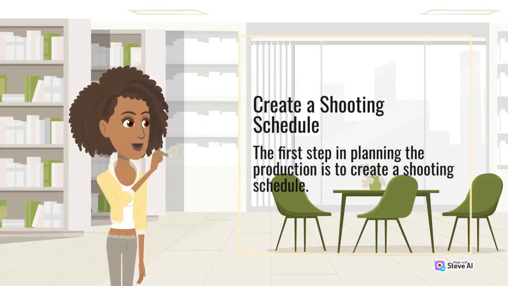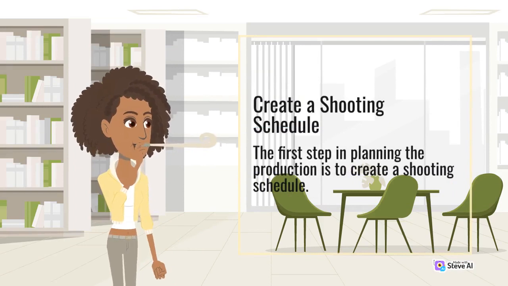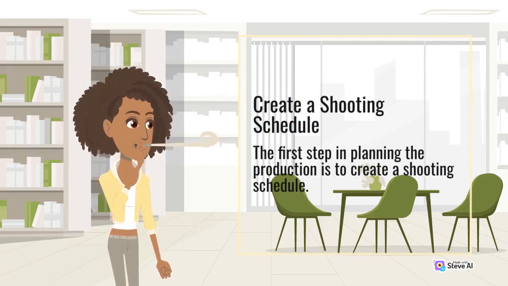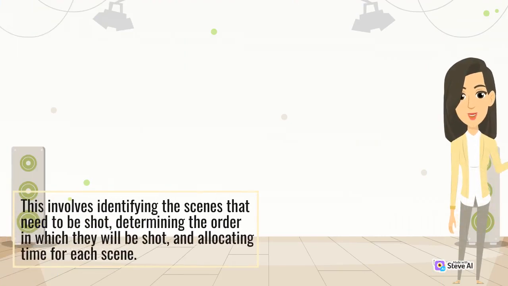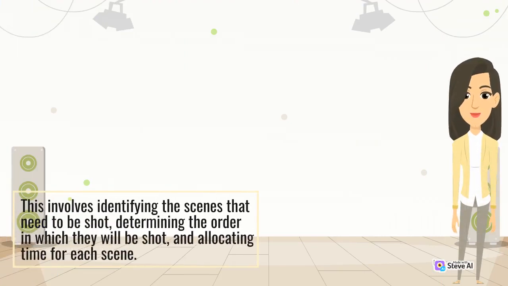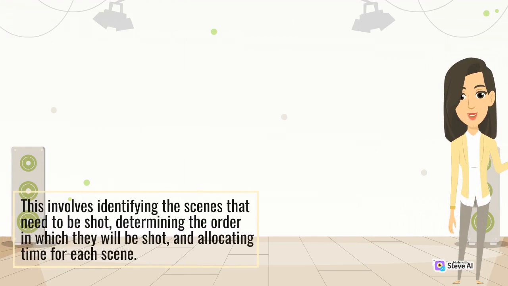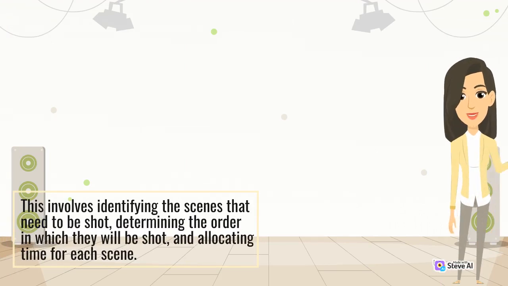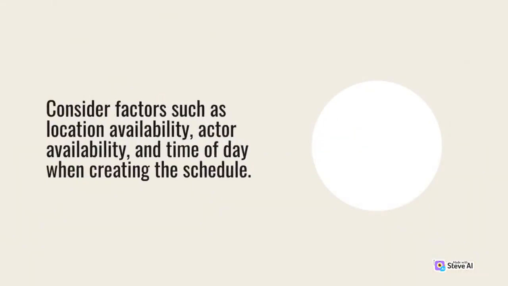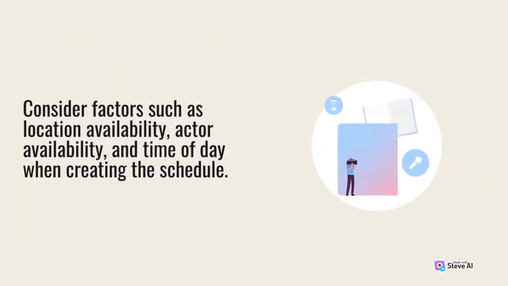Create a shooting schedule. The first step in planning the production is to create a shooting schedule. This involves identifying the scenes that need to be shot, determining the order in which they will be shot, and allocating time for each scene. Consider factors such as location availability, actor availability, and time of day when creating the schedule.